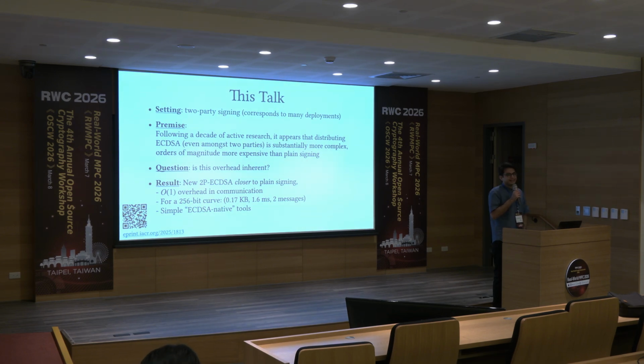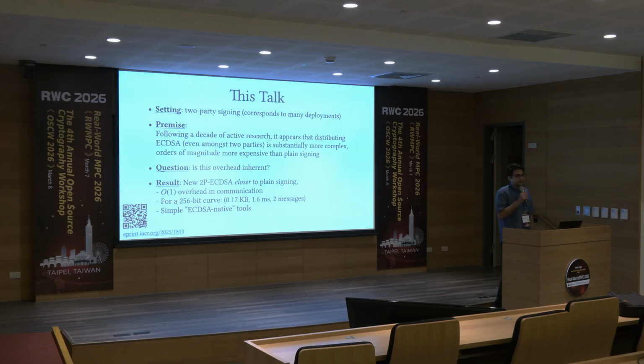Right? So given that the use cases of threshold signing are growing quite a bit, that is already in the cryptocurrency setting and beyond, it is important to consider whether this overhead is inherent or whether we can get the overhead of two-party signing down to something that's closer to plain signing. And that's a question that we study in this paper: to what extent can we actually get the overhead down? We show through a new construction that we can get close to plain signing in terms of asymptotic overhead, so constant overhead in communication.